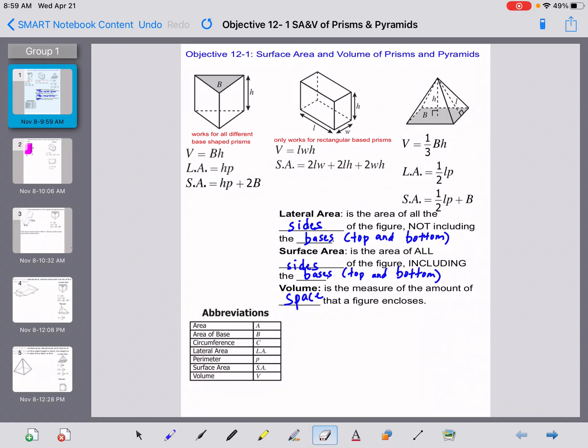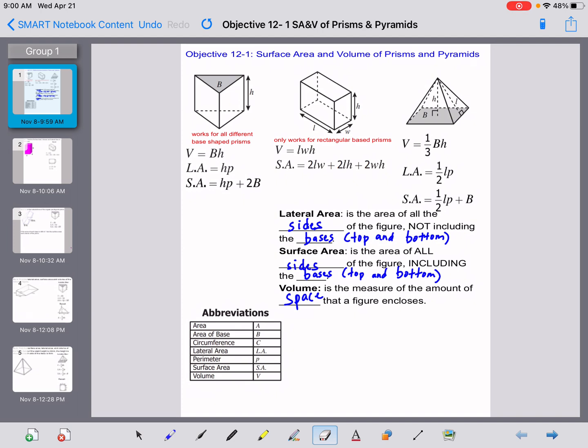Okay, so now begins our last unit. Surface area and volume of prisms and pyramids is what we're going to start with. This whole unit is about 3D figures, how to find the volume, the lateral area, and the surface area of a 3D figure. So basically this unit is going to be a bunch of formulas again. These formulas are given to you even on a SOL test for those of you that have to take it.